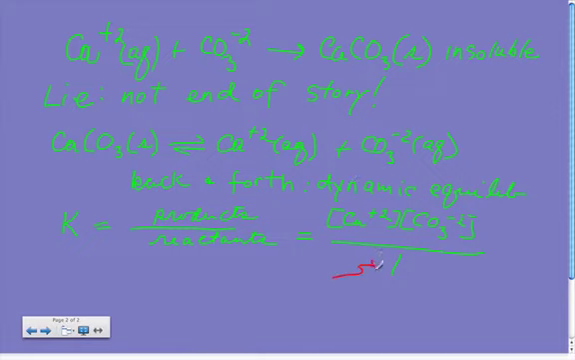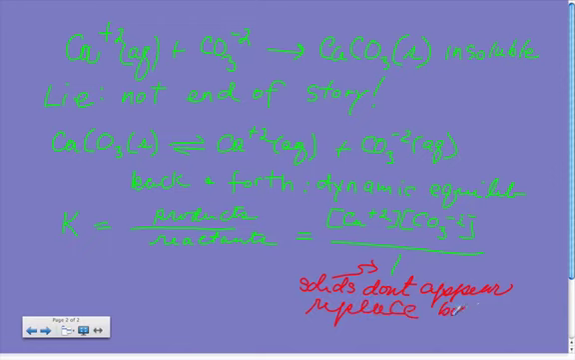So what am I writing here? Solids don't appear, and pure liquids don't appear either. Because again, what's the concentration of a pure liquid? I guess it's the density divided by the volume, but we're not putting that in there. We're just putting the molarity of things in solution.